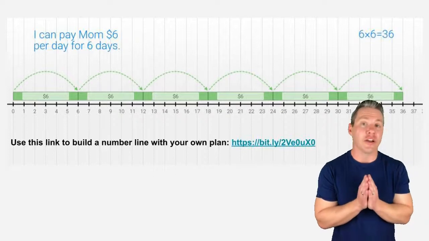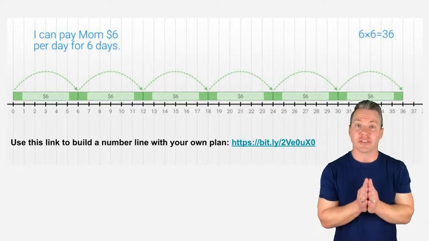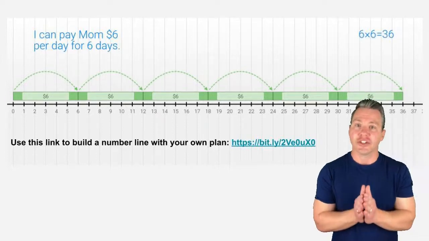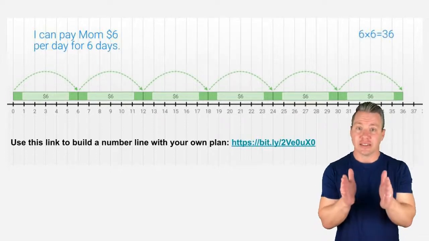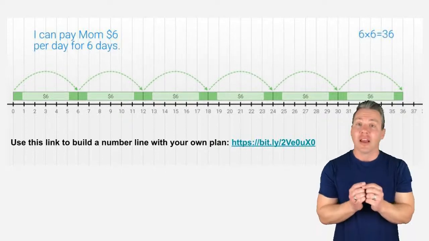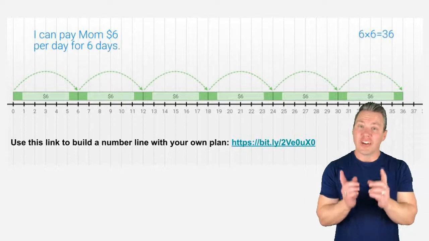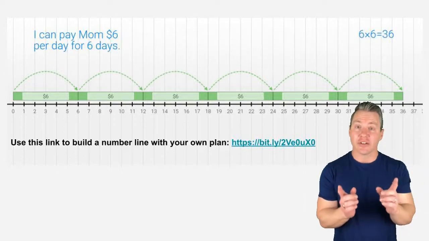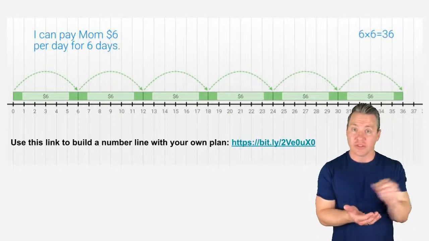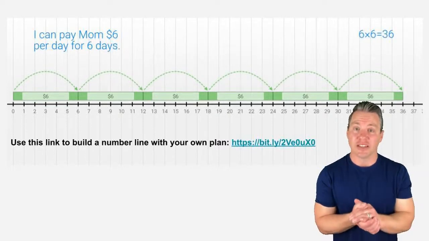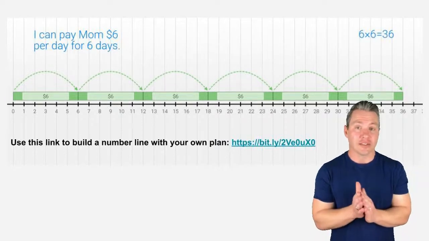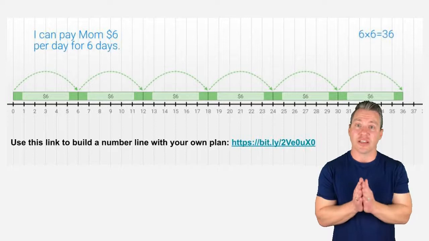You see, I created a number line that goes all the way up to 36 because that's how much I need to pay mom back. Each of the jumps is 6. So one jump represents $6. I also created 6 jumps altogether. So if I have 6 in each jump and I jump 6 times, it eventually gets me to 36, which is the same thing as saying 6 times 6 is 36.